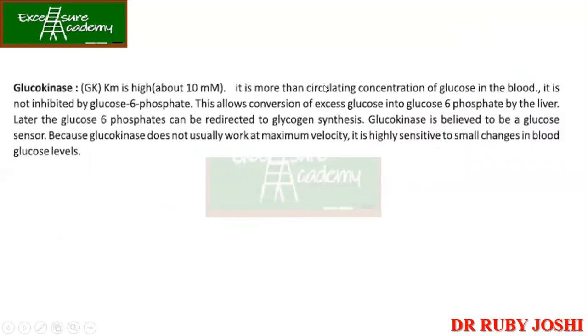Now glucokinase. So what did we see just now? Hexokinase has an affinity of around 0.01 millimolar. Okay? Now glucokinase has a Km of about 10 millimolar. So it is more than the circulating concentration of glucose in the blood. It is not inhibited by glucose 6-phosphate. This will allow the conversion of excess glucose into glucose 6-phosphate by the liver. Later, glucose 6-phosphate is directed to glycogen synthesis. So it is believed to be a glucose sensor because glucokinase does not need to work at maximum velocity. It is highly sensitive to small changes in blood glucose.